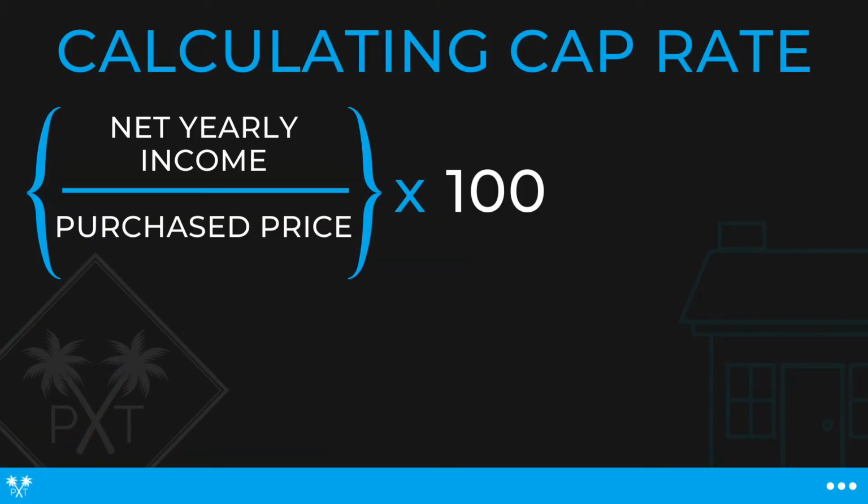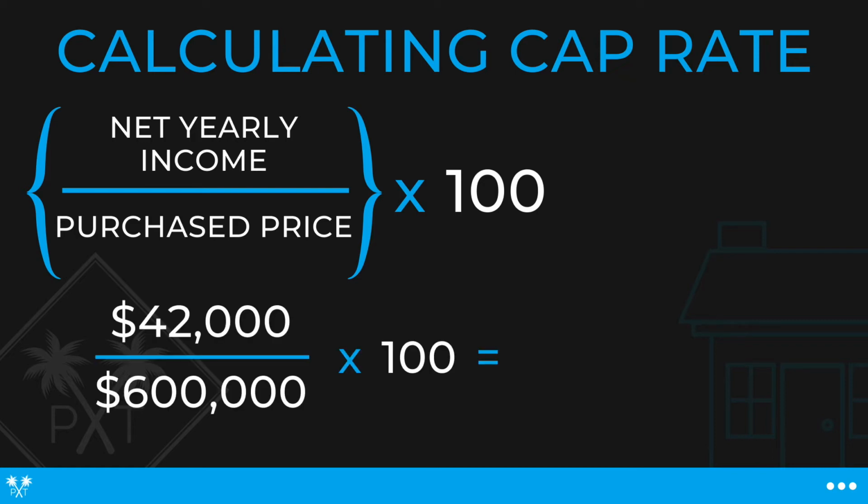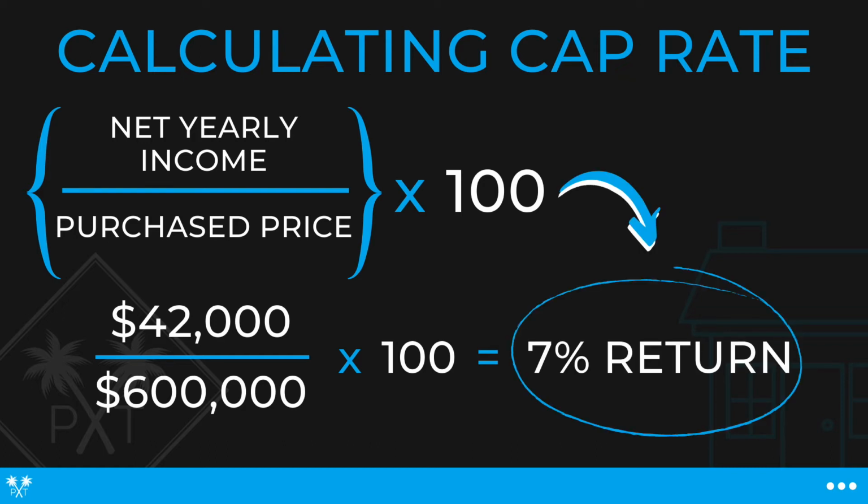To calculate cap rate, we're going to take our net yearly income and divide that by the purchase price, then multiply that by 100. So in this case, we have a net yearly income of $42,000 divided by a purchase price of $600,000, and when we multiply that by 100, we get a 7% return. A 7% return isn't bad, but the beauty about real estate is that as we're paying on a mortgage, we're getting one step closer to owning the asset outright. So to get a better idea of our true returns, we're going to go ahead and calculate that equity paydown.